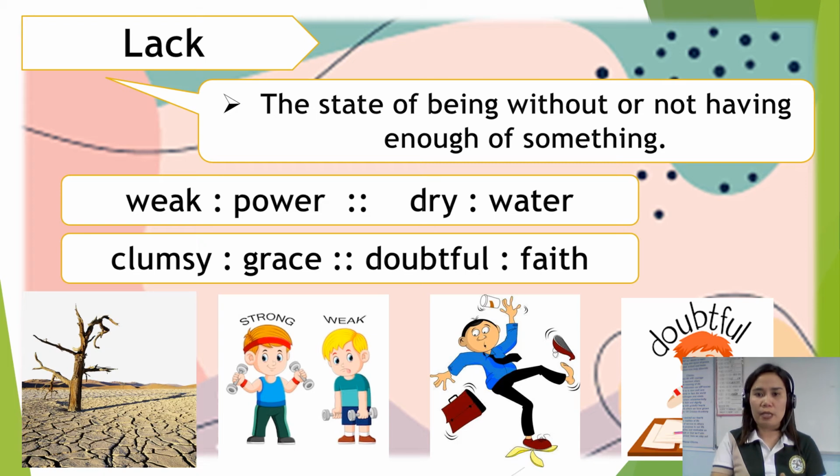So, clumsy means awkward or klutzy. Grace is the quality of being effortlessly coordinated or skilled. So, if you are clumsy, you lack grace, right? And doubtful, that is lack of faith or belief. Doubtful. You are full of doubt. All right.